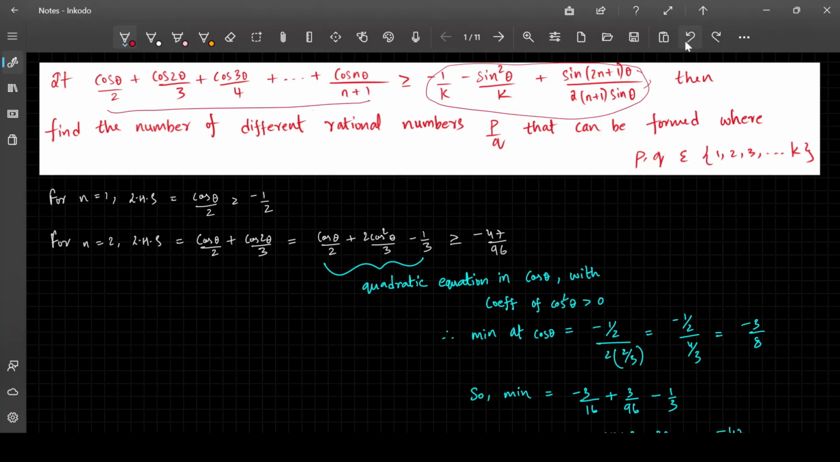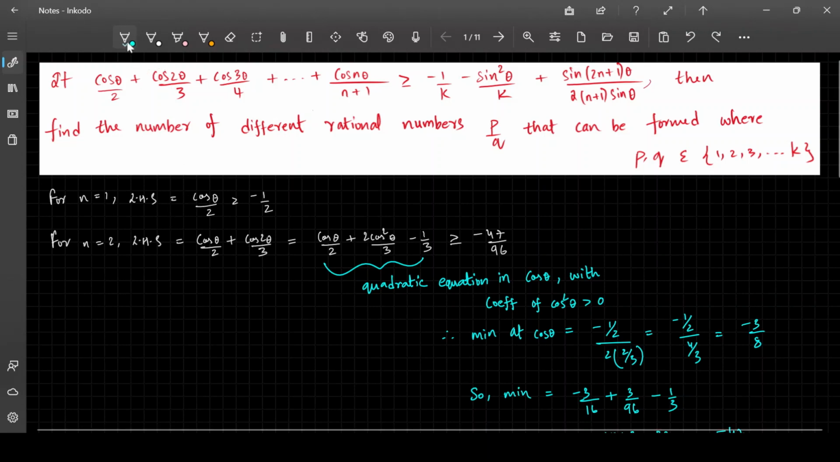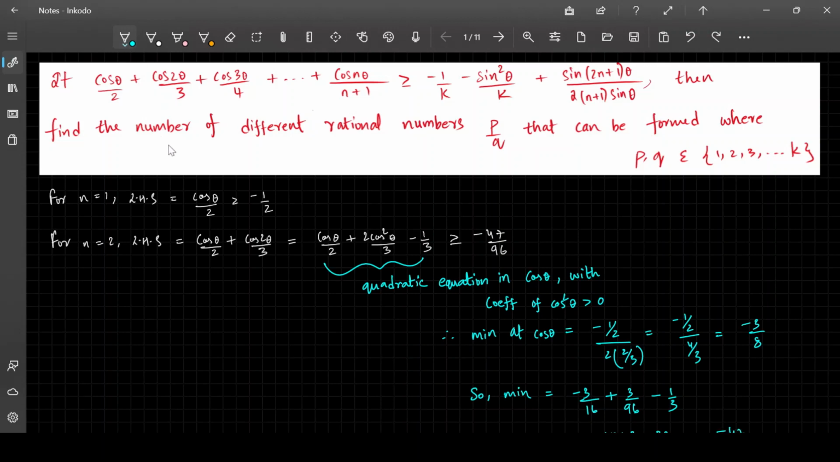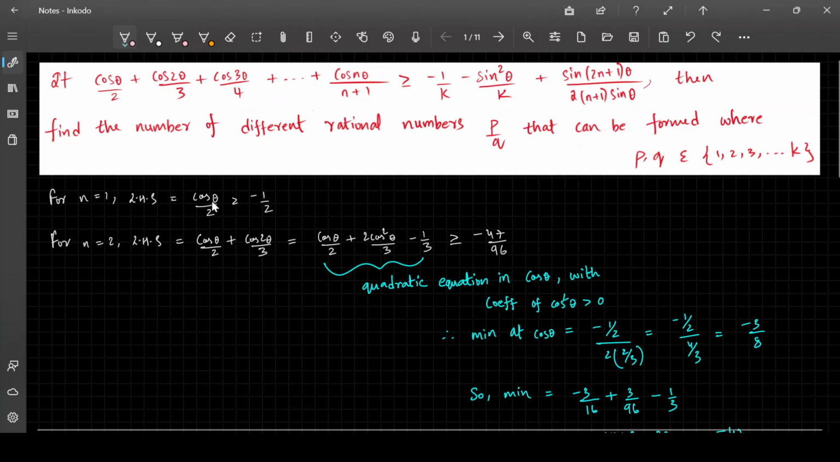So how do we proceed? First of all, we must make sure we are clear about what we are doing. For n equal to 1, we get cos theta by 2. We know that the least possible value of cos theta is minus 1, so this is greater than or equal to minus 1 by 2.